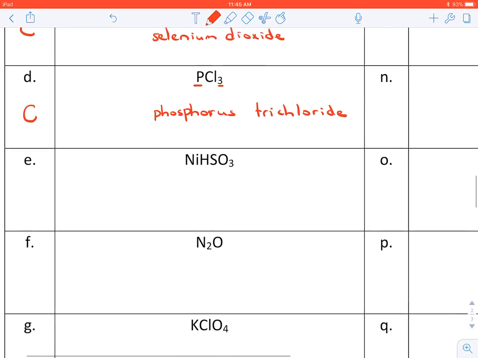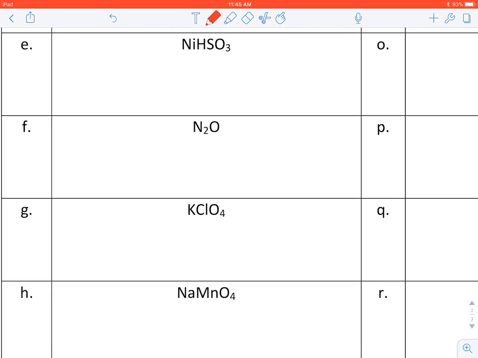Awesome. Let's move on to the next one. Letter E here. We have Ni. Ni is type 2. We see Ni, nickel is in the middle. All right, so if we break it down by charges, we've got Ni and we've got HSO3. That whole thing is -1. It's on the top of our periodic table in the polyatomic ion area.